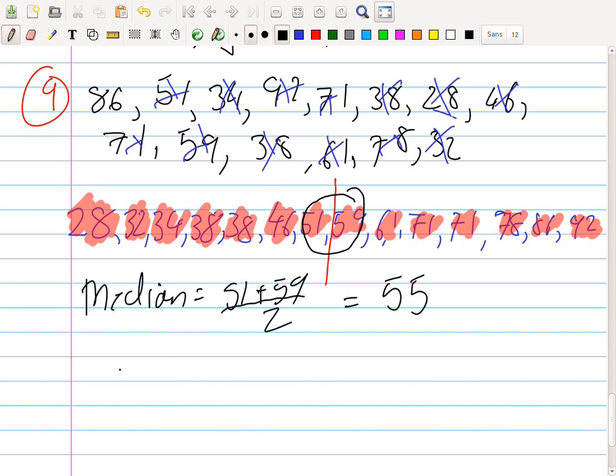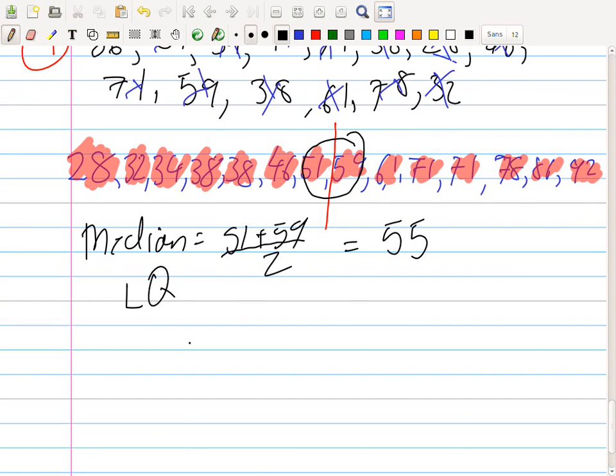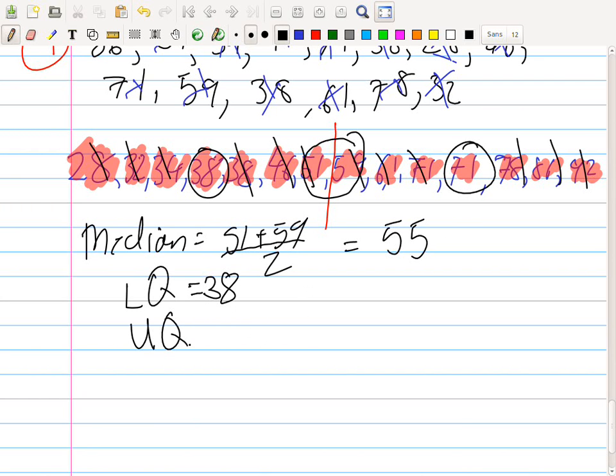Now, the lower quartile is almost identical. You just take the middle of the lower half. There are 7 numbers, so the middle number is the fourth number, because you have 3 on one side and 3 on the other. Likewise for the upper half, 71 is the middle. So the lower quartile is 38, and the upper quartile is 71, and the range is the difference between the two. 71 minus 38, what's that? 33. Yes.